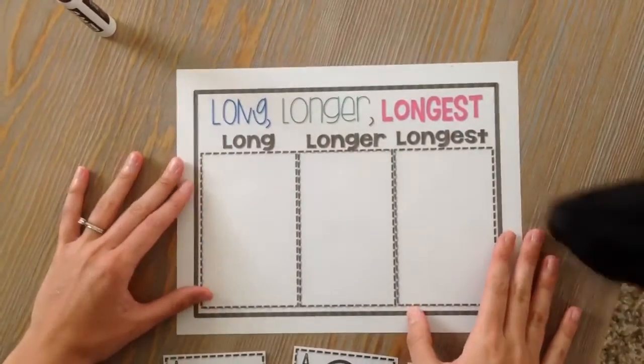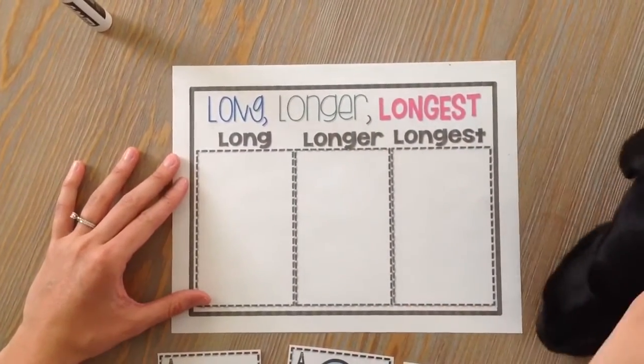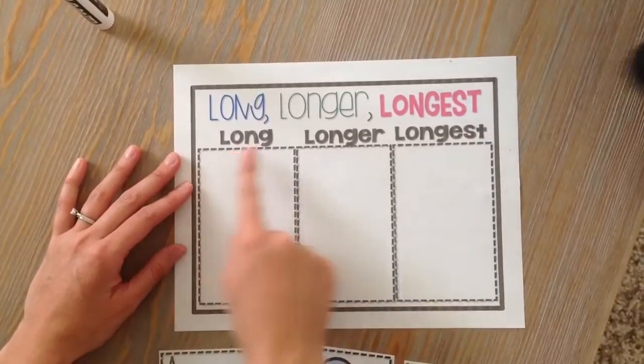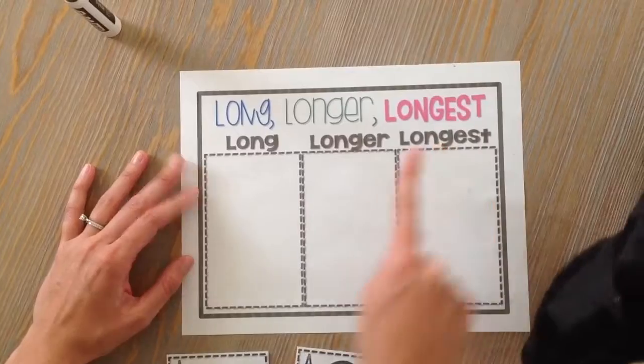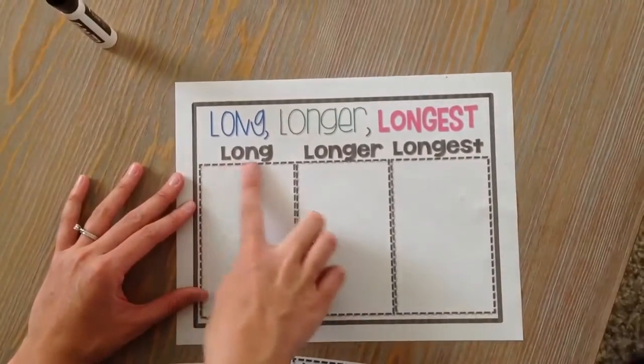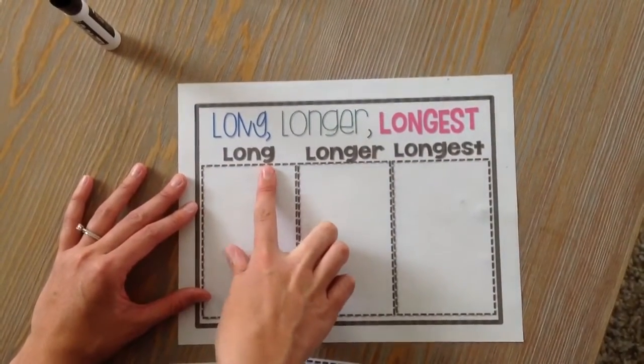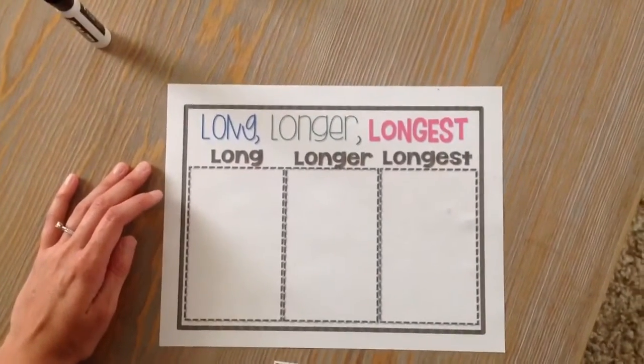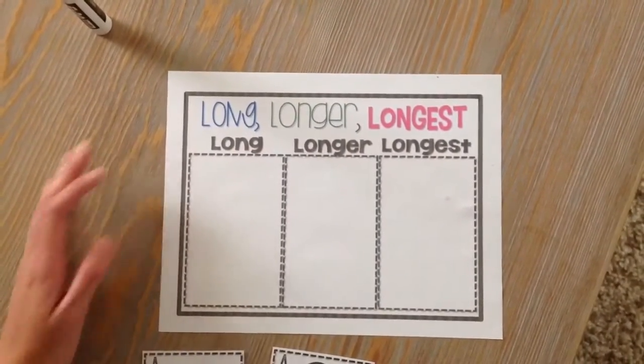Okay, so here I have my measuring work mat and a Georgia peach. I have my 3 vocabulary words, long, longer, and longest. What I want to point out to you is that when we're working with the word long today, that doesn't necessarily mean the object has to be super tall in height, but we're just working on comparing.